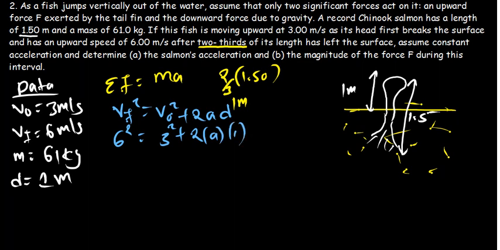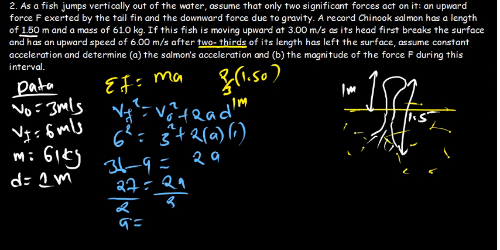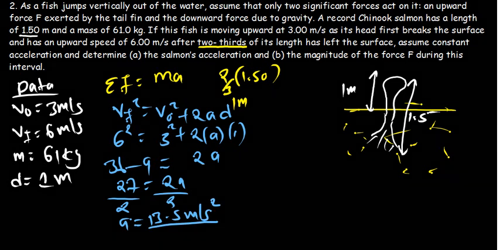Okay, so this one is going to give us 36. Then I'll shift this to the other side: 36 minus 9 has to be equal to 2a. So what is 36 minus 9? We should get 27. 27 has to be equal to 2a. Let's divide both sides by 2. So my acceleration is going to be 13.5 meters per second squared. That is the answer for part A, because it is asking us to calculate the acceleration.